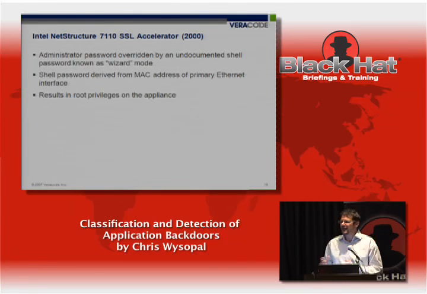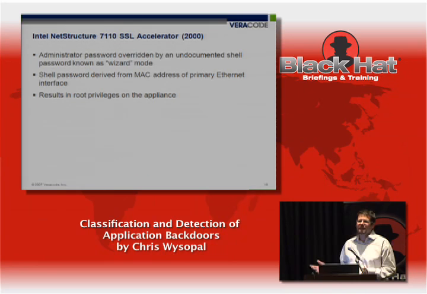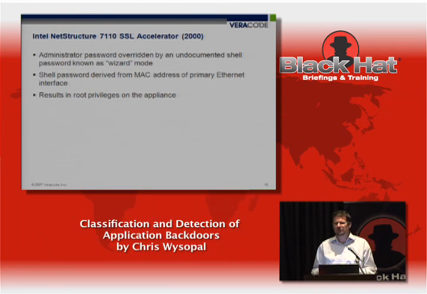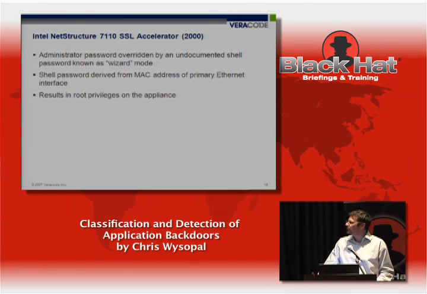And we find this theme a lot, where appliance manufacturers will put in a backdoor that they think only they are going to discover, right? But really, once the attackers discover it, what they've done is put a huge gaping hole in a device that's running in a security critical context. It ended up resulting in root privileges on the appliance.